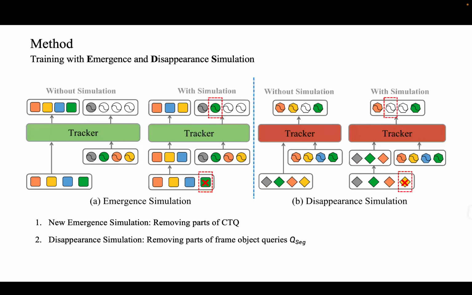When using DAQ, it is possible to simulate object emergence and disappearance separately by removing parts of continuously tracked queries, CTQ, and frame object queries, QSEG, respectively. We term this simple yet efficient simulation strategy emergence and disappearance simulation, EDS. EDS can simulate a large number of object emergence and disappearance cases during training without introducing additional costs, allowing the network to be fully trained and unleashing the potential of DAQ.